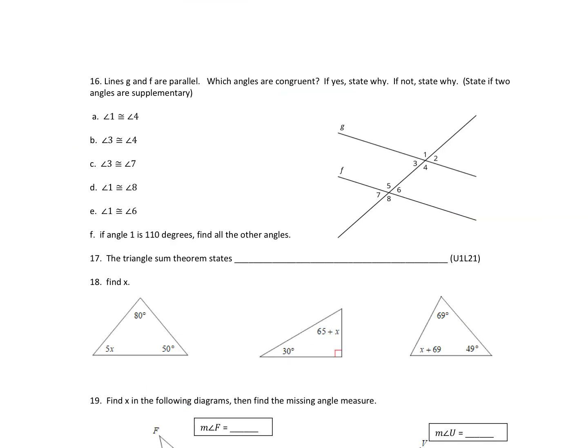For number 16, it just wants to know which angles are congruent, and if so, state why, and if not, state why, and also state if they're supplementary. So 1 and 4 are congruent. Yes, they are congruent, and that's because they are vertical angles. 3 and 4 are not. They are supplementary. They're going to add up to 180 because they are a linear pair. They are two angles on a straight line, 3 and 4.